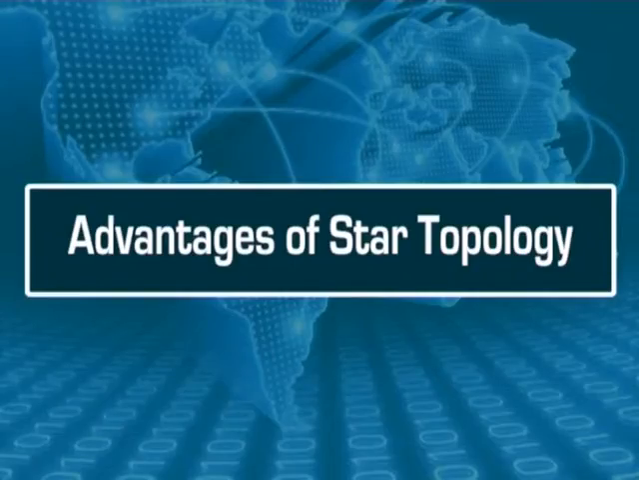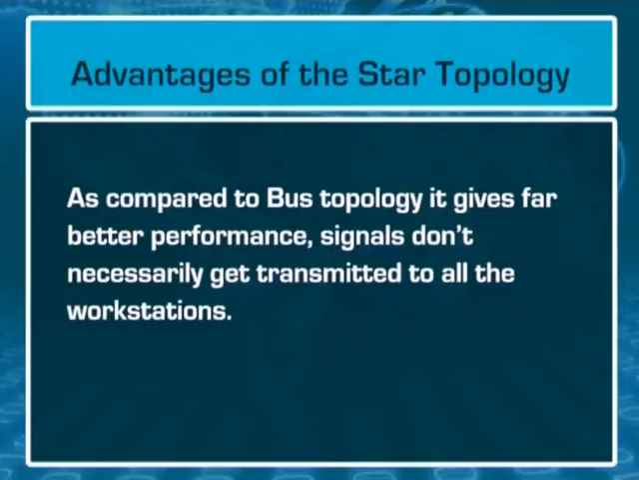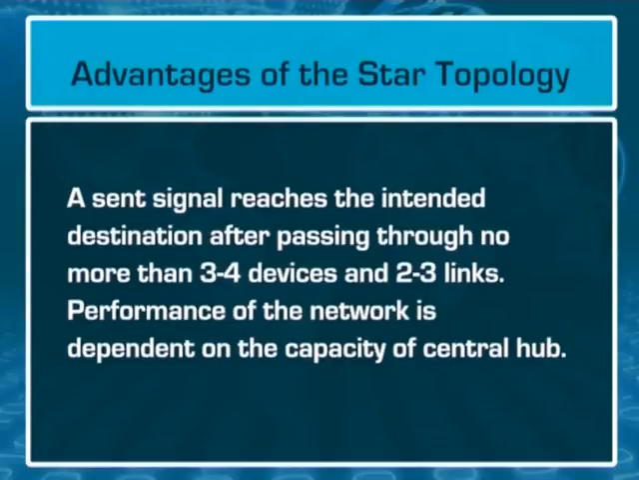Now, the advantages of star topology. Number 1, as compared to bus topology, it gives far much better performance. Signals do not necessarily get transmitted to all the workstations. A sent signal reaches the intended destination after passing through no more than 3-4 devices and 2 to 3 links. Performance of the network is dependent on the capacity of the central hub.